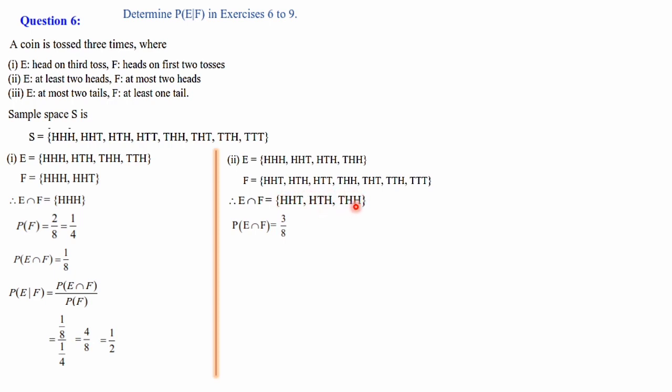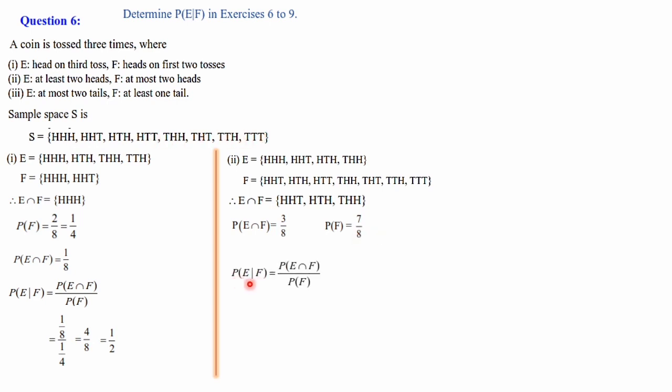3, then the total number of elements in the sample space is 8. So 3 divided by 8, that is the probability. Then P of F we need to calculate. There are 1, 2, 3, 4, 5, 6, 7 elements in F. So 7 divided by the total number of elements in the sample space, that is 8. So 7 by 8.